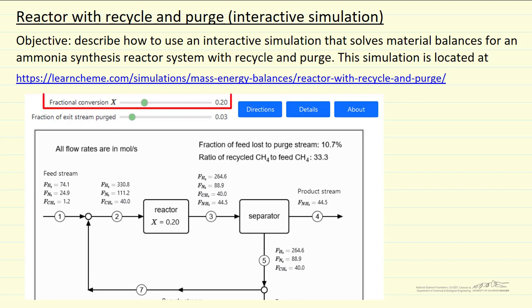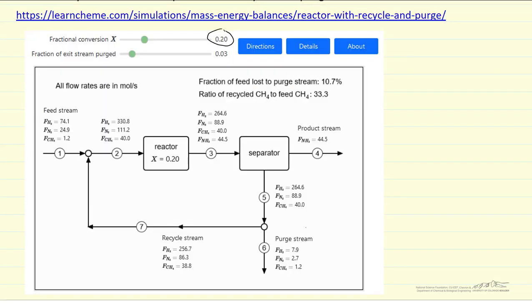The fractional conversion in the reactor can be fixed, and we're assuming that this can be controlled independently just for the sake of doing these balances. And then the fraction of the exit stream that goes to this purge stream can also be fixed.